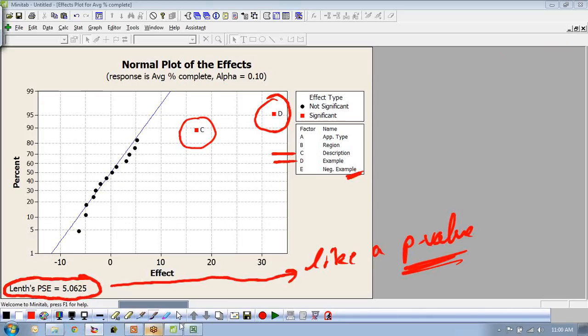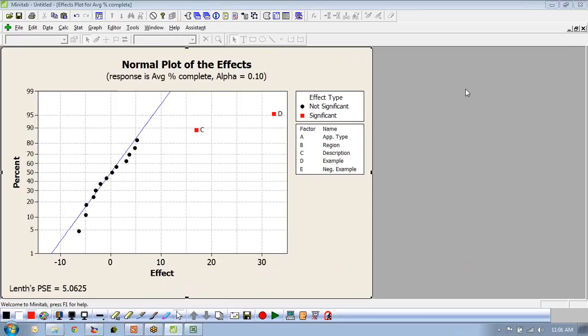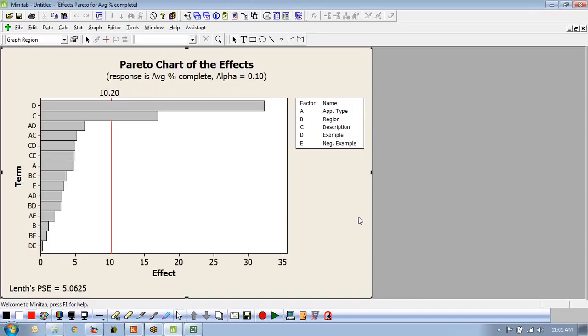Okay, here we are back in Minitab. Everything's going great guns. So I'm going to close down the half normal now, and let's take a look at the Pareto. Pareto tells me the same thing. There's my Lenth's PSE. Why is it 2 times that? I don't know, but it is anyway. Basically, we look at the things that are above the red line. Again, we have that same Lenth's PSE, significance, all that kind of good stuff.